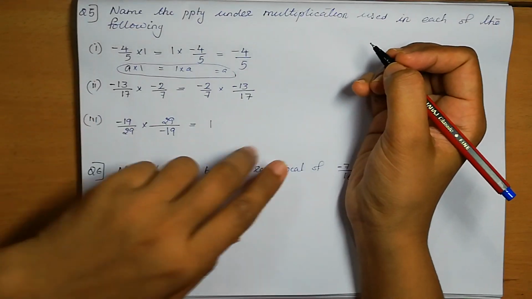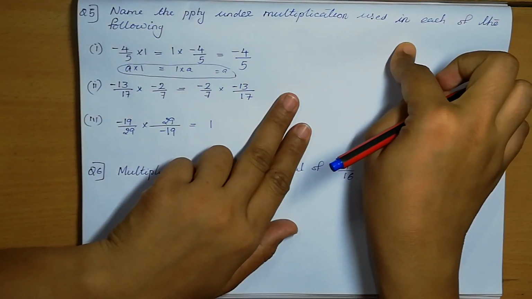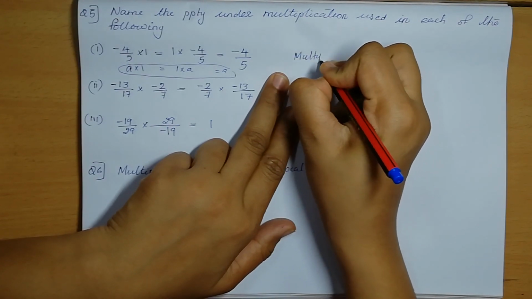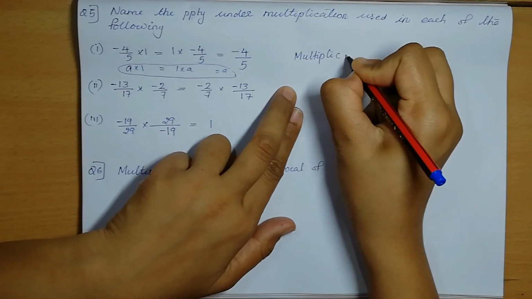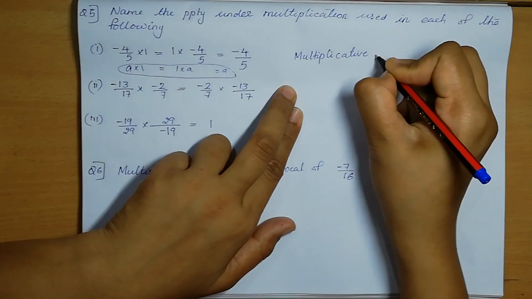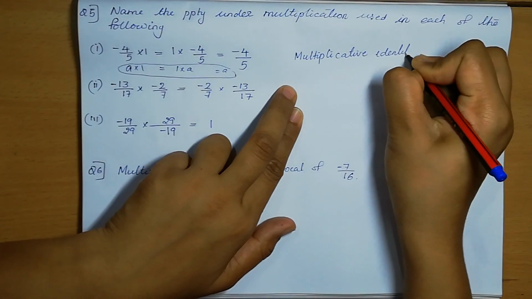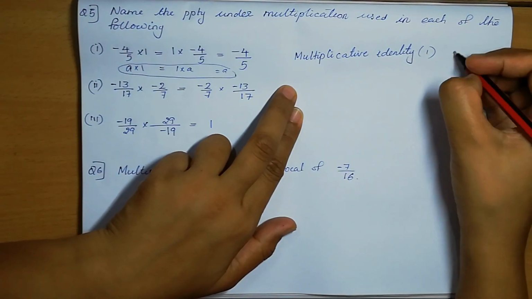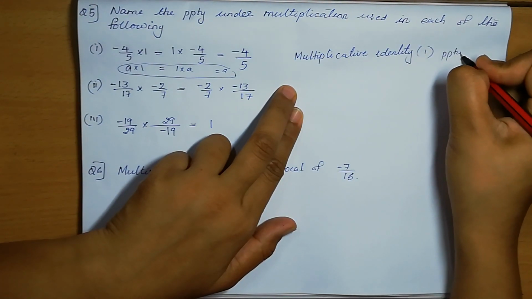So here which property is applied? Multiplicative identity property. Multiplicative identity is what? 1. Multiplicative identity property is used here.